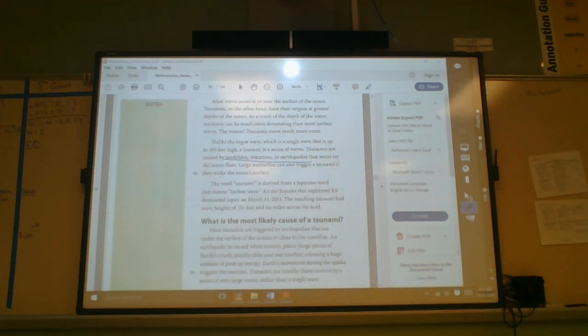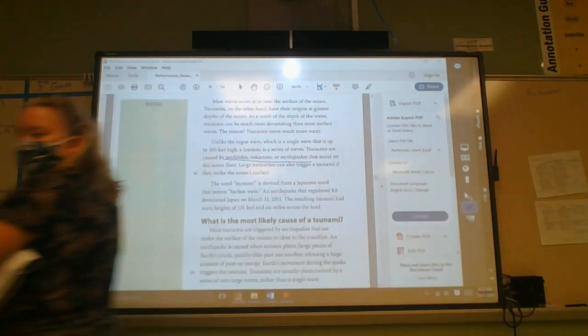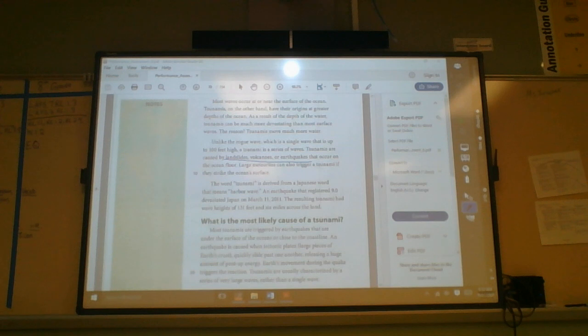So right here under your cause column, I'm going to write these down. Landslides, volcanoes, and earthquakes. How are you guys doing so far?